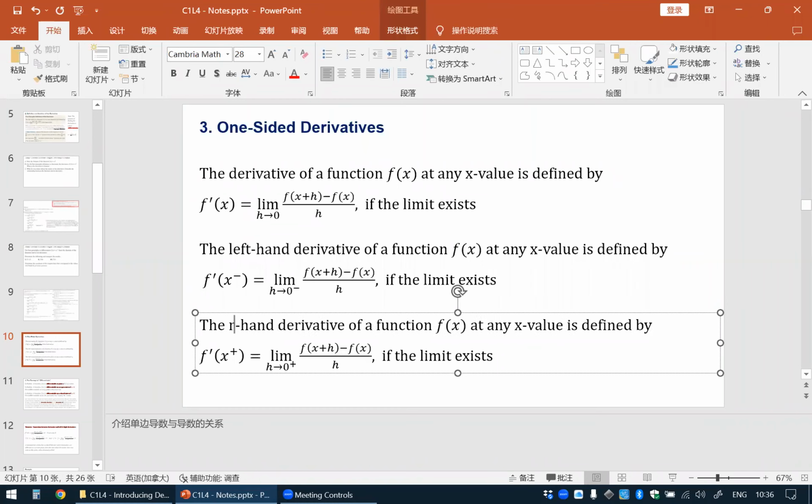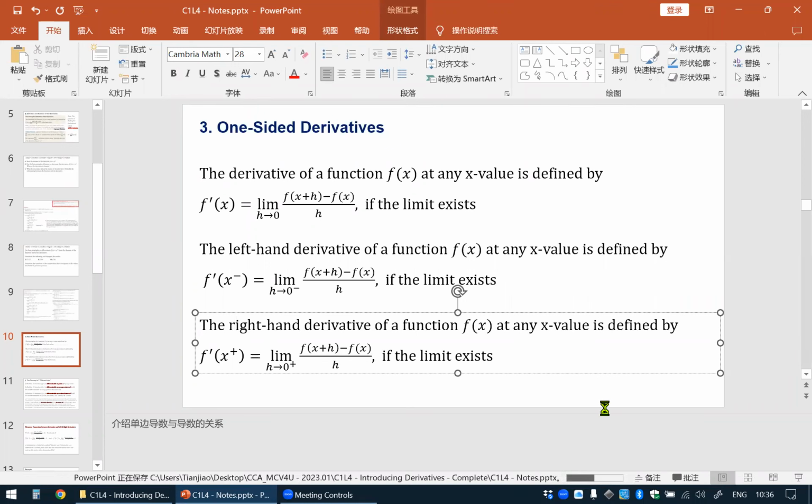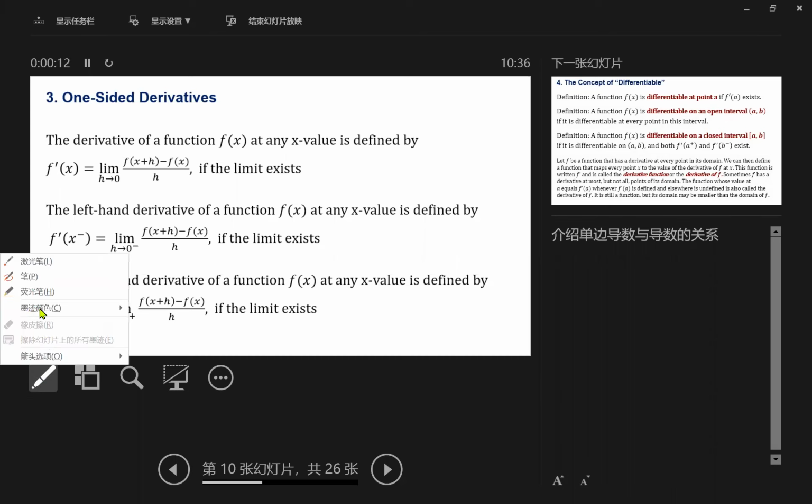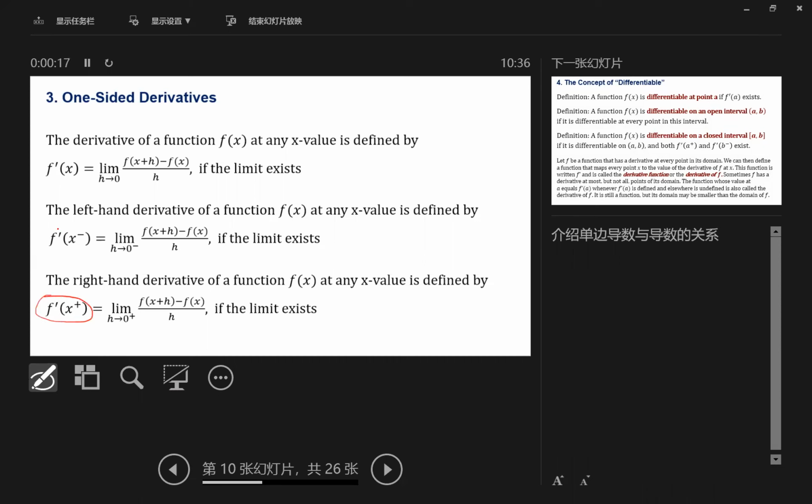There is a typo. The right-hand derivative of a function f(x) at any x value is defined as the limit of that ratio when h approaches 0 from the right side, which is denoted by f prime of x plus, which is here. This is called the right-hand derivative. This is called the left-hand derivative. This is called the derivative. You understand?